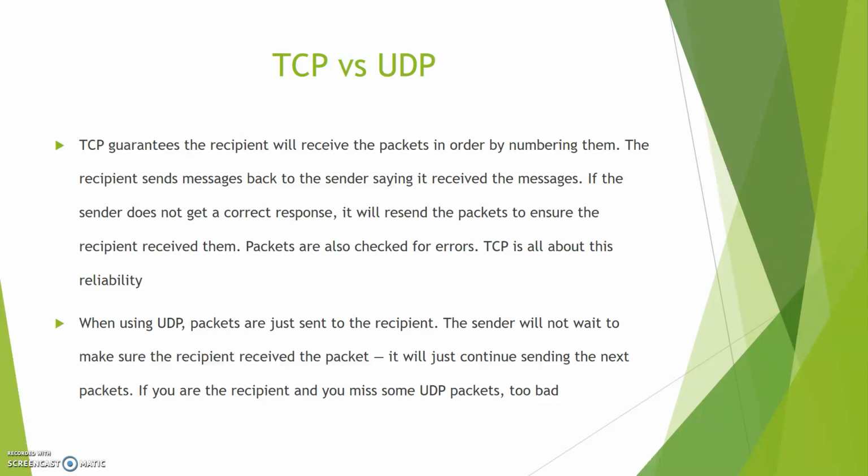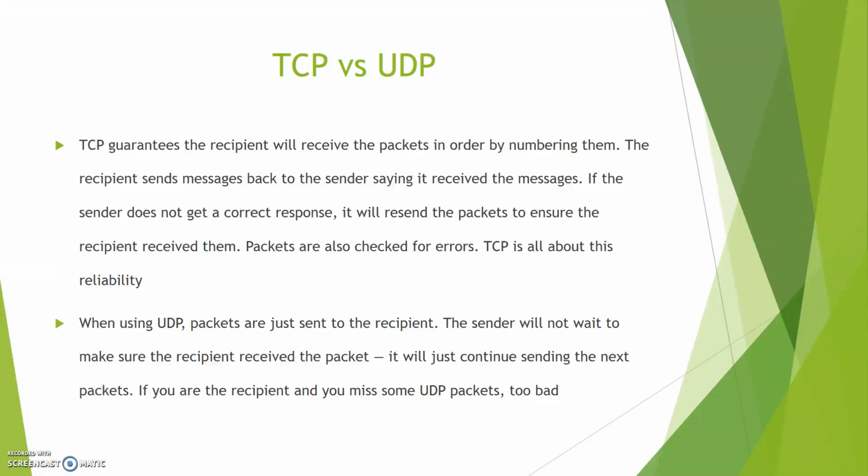And if the sender doesn't get the correct response that it's looking for, or it senses that it's been delayed or the packet hasn't arrived, it will resend the packets to ensure that the recipient received them. TCP is all about ensuring delivery in the way that it was intended. Packets are also checked for errors in TCP. It makes sure that there's nothing wrong, nothing out of place. It is a very reliable protocol, and TCP is all about this reliability.